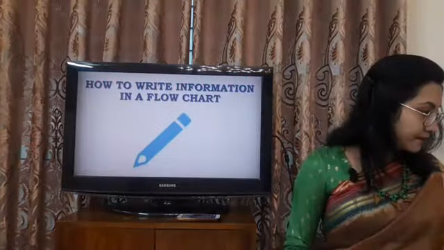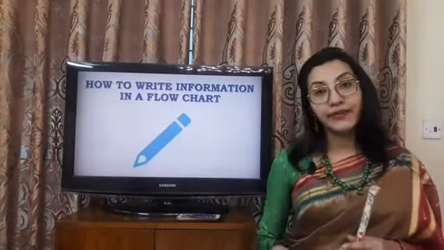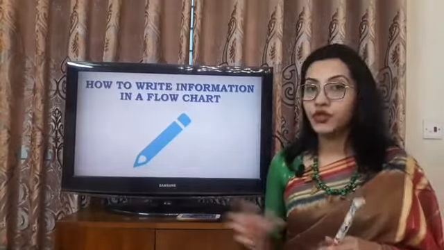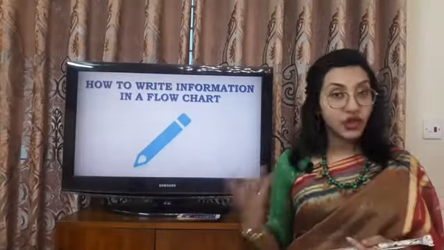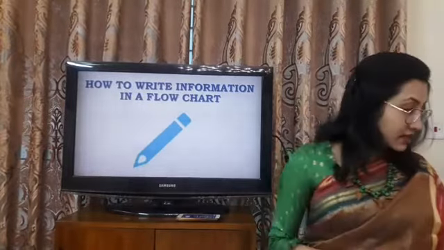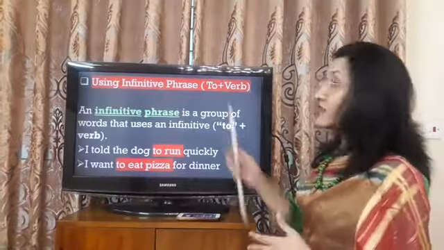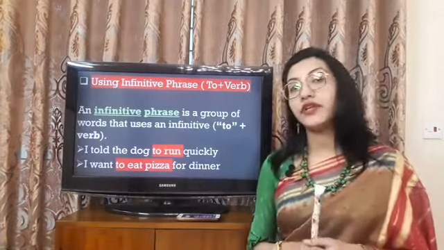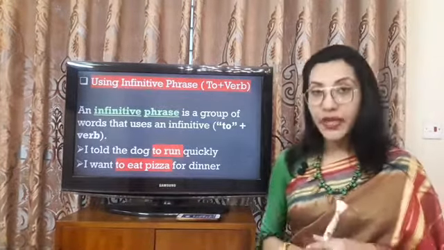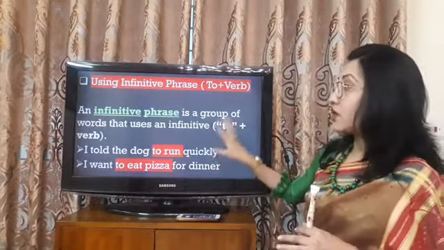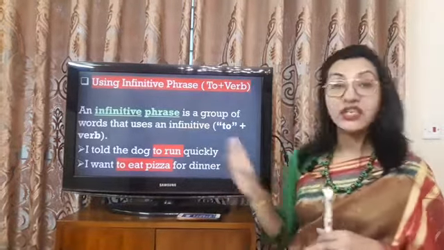Moving on, so let's see how to write information in a flowchart. That means which grammatical structures we should follow. আমরা যখন flowchartটা কমপ্লিট করব আমরা কি কি ধরনের grammatical structure ফলো করতে পারি, let's see at a glance. So this is the first grammatical structure that we can follow in writing a flowchart, that is using infinitive phrase, to plus verb. We already completed one of the flowcharts in the previous week by using to plus verb, that means infinitive phrase.